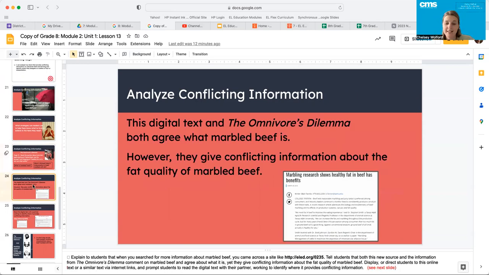This digital text and The Omnivore's Dilemma both agree what marbled beef is. However, they give conflicting information about the fat quality of marbled beef, okay?